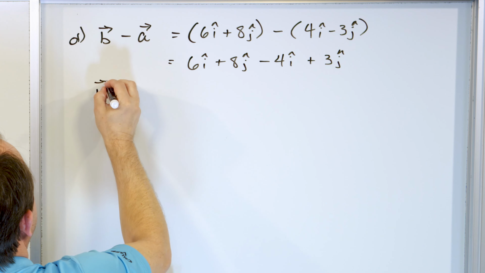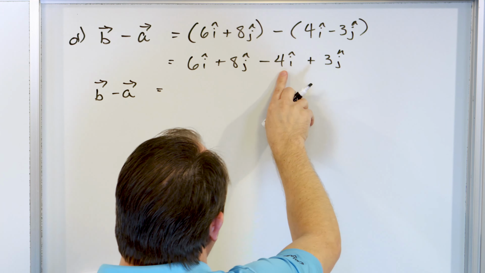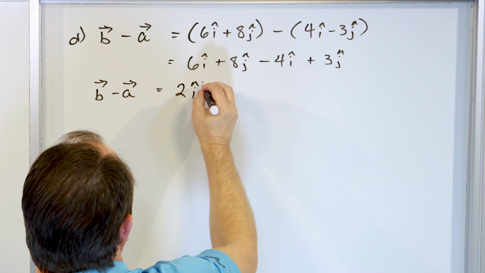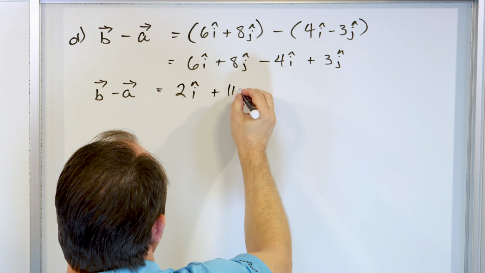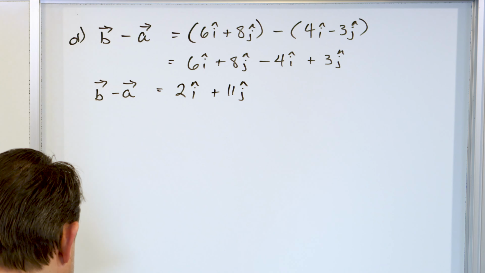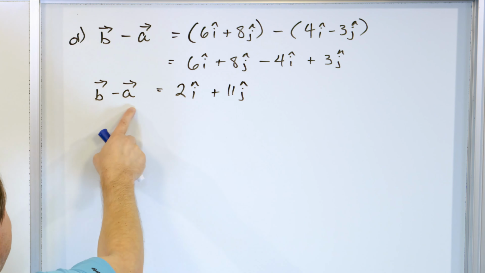So you have B minus A. You have 6i and negative 4i gives you a positive 2i, and then 8j and 3j, that's positive 11j. So you have 2i plus 11j. Now this is the answer, the subtraction of these two vectors.